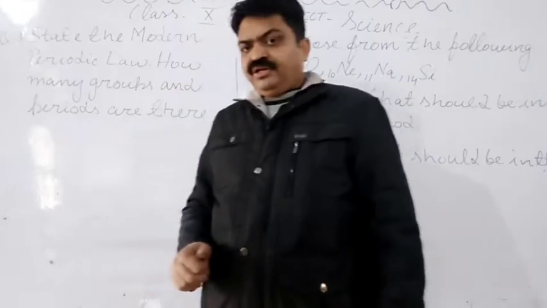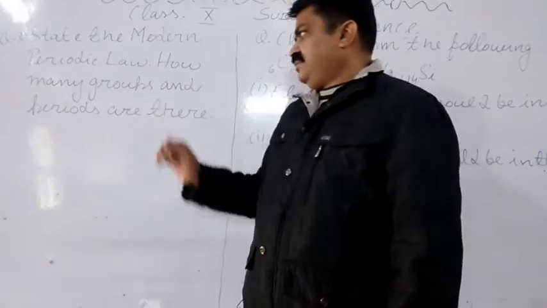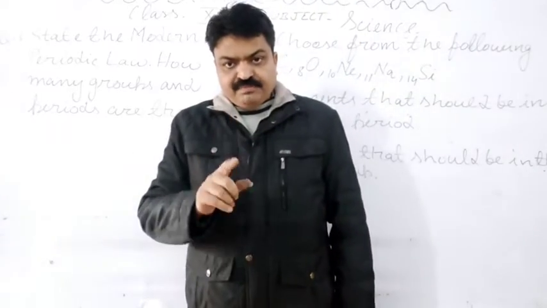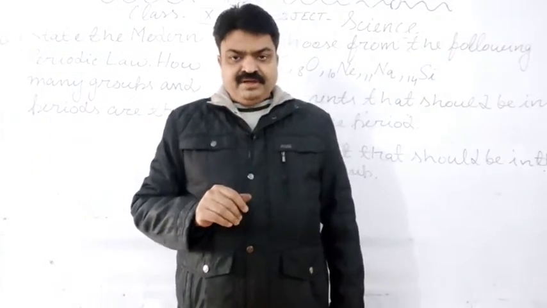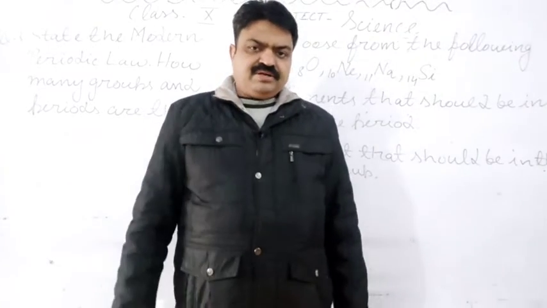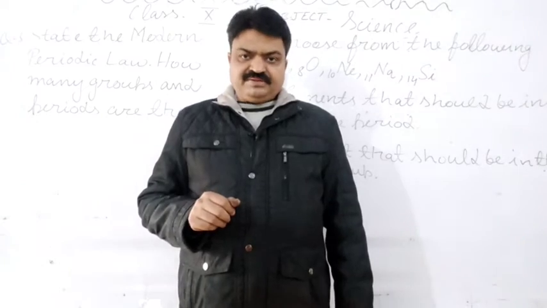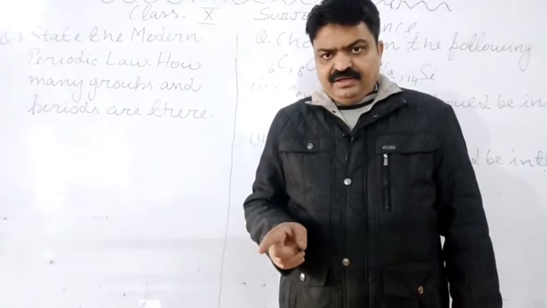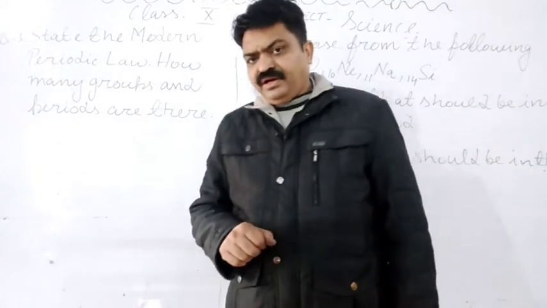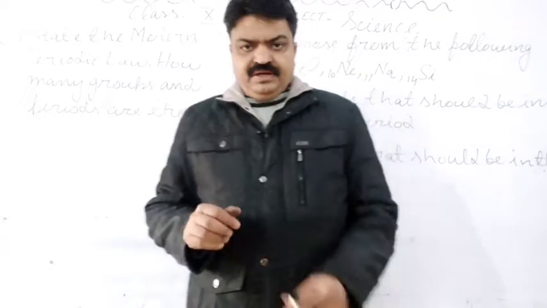Now we come to the next. How many groups and periods are there? In the modern periodic table there are 18 groups, 18 groups, students. And how many periods are there? There are 7 periods. So in the modern periodic table there are 18 groups and 7 periods. Now we come to the next.